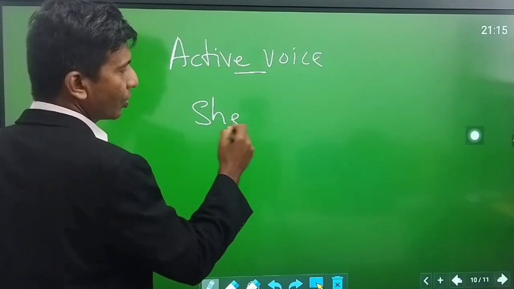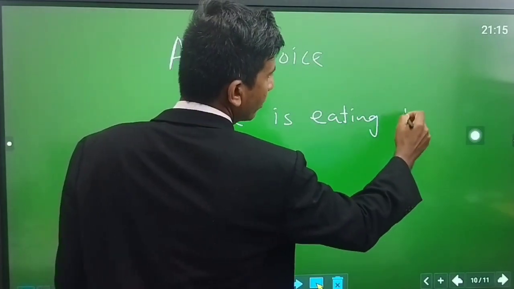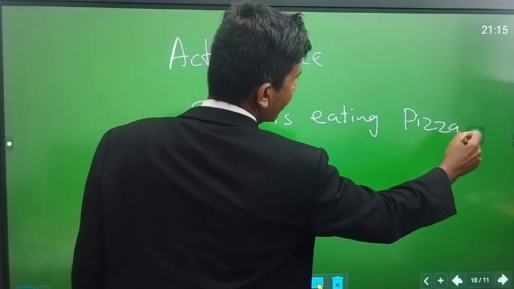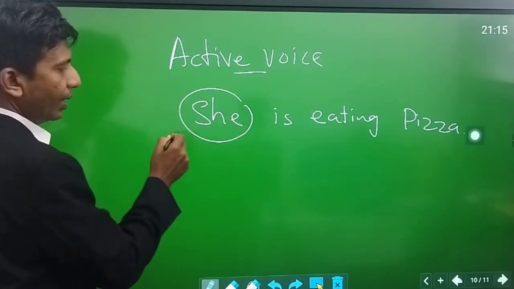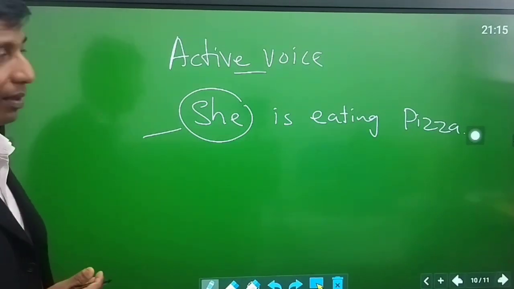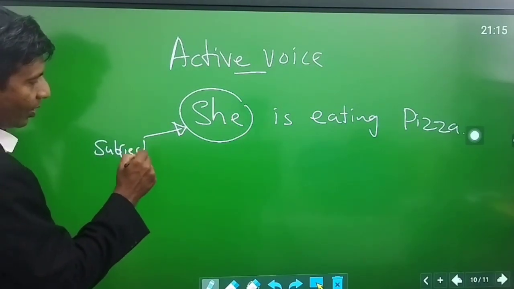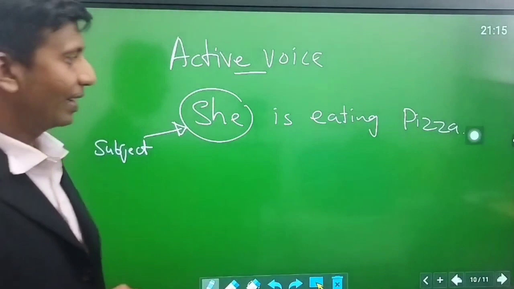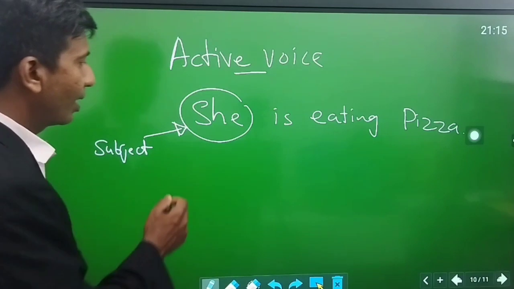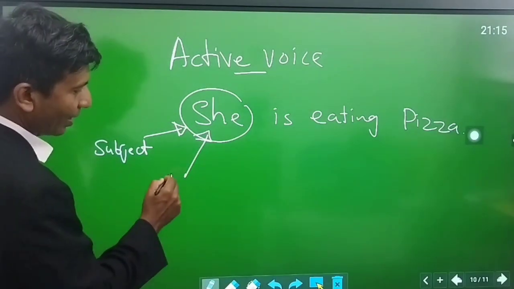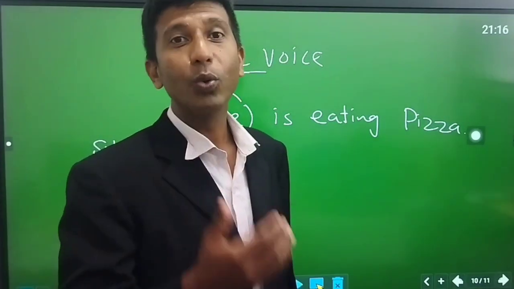I'm going to write an example like this. She is eating pizza. She is the subject, first word of the sentence. Not only is she the subject, she is the person who does the action. That means she is the doer. The person who does the action is called the doer.